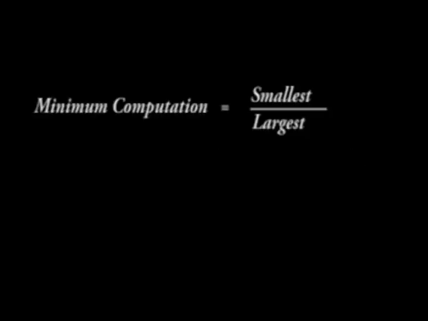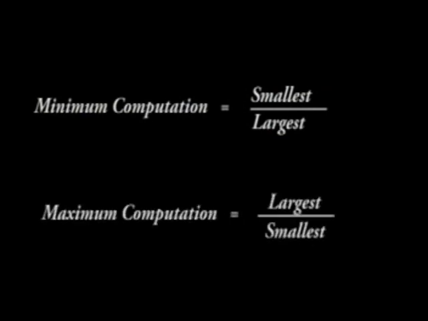Multiplication and division. Multiplication and division is carried out equally just as we have done. However, note that for minimum computation, we take the smallest divided by the largest. For maximum computation, we take the largest divided by the smallest. That brings us to the end of approximation and errors.